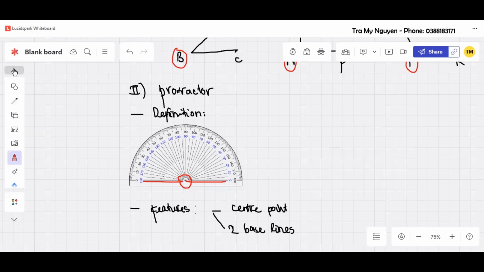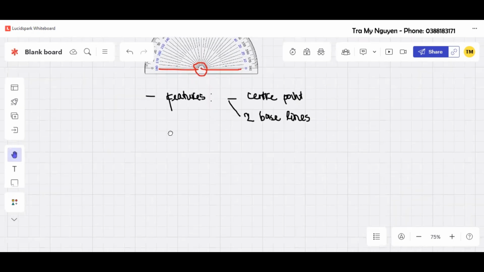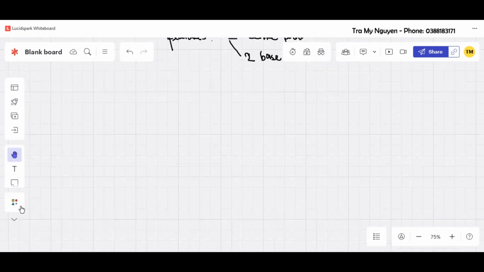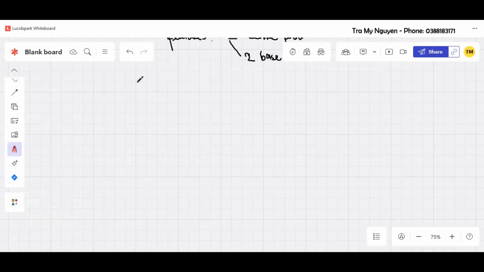So let's move on to the how. Let's move on to the third part. We will learn how to use the protractor to measure an angle.